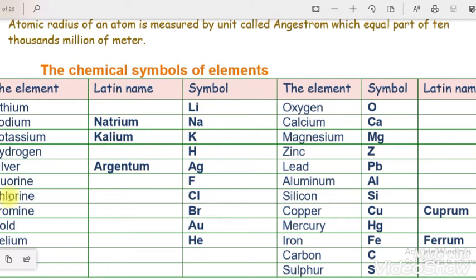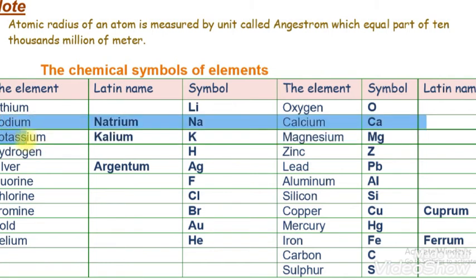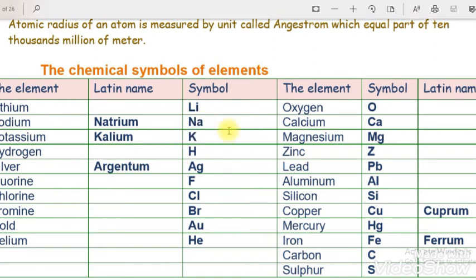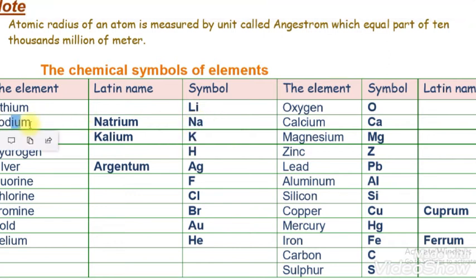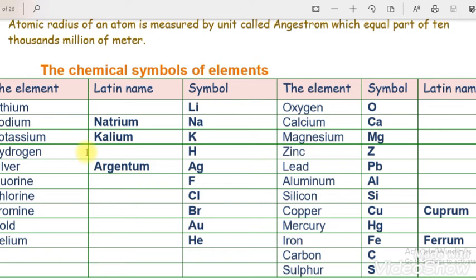For example, sodium takes the symbol Na, N capital, A small. This is because the name of sodium in the Latin language is natrium, so it began with Na. So we take Na as the symbol for sodium. Also we have potassium. The potassium symbol is capital K, which comes from the Latin name kalium.